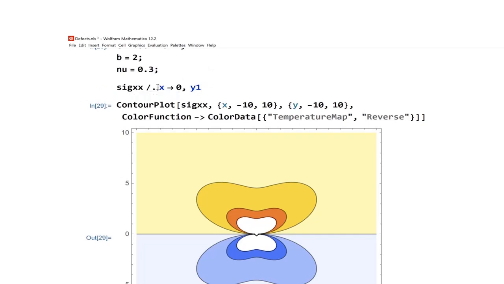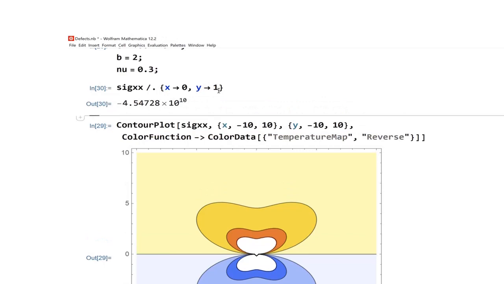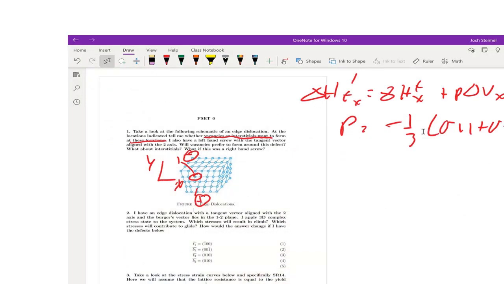Let's do this: as x goes to 0, y goes to 1. So we see negative values, so we are in compression at the top. If I look at the change in volume of a vacancy, what happens when I remove a vacancy? That change in volume is basically going to relax back in, so it is going to be negative.